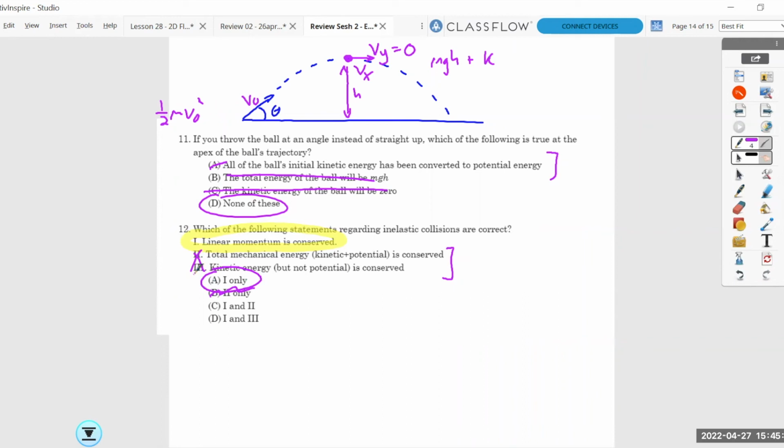So, any others that you wanted to take a look at today? Could we do 7 and 8? Let's take a look at 7 and 8 real quick.